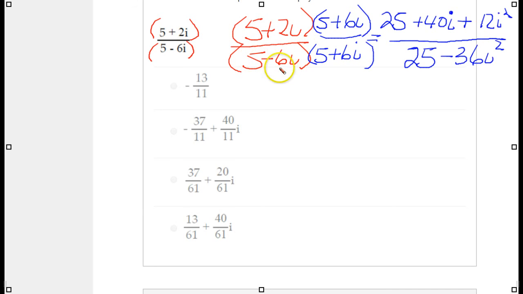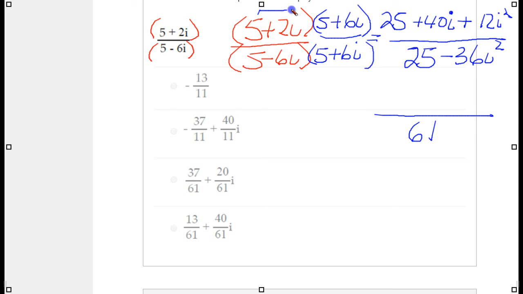So as we FOIL the bottom, 5 times 5 is 25. A negative times a positive is a negative. 6 times 6, 36 i squared. But keep in mind now that an i squared is a negative 1. So our denominator here is going to become a positive 36, which gives this a total of 61 as our denominator here.